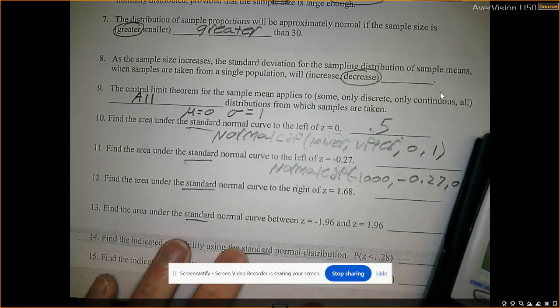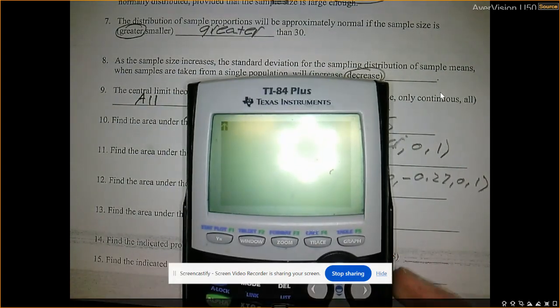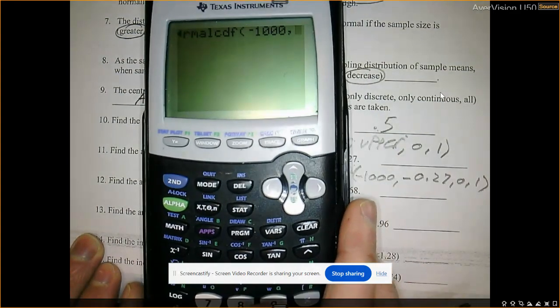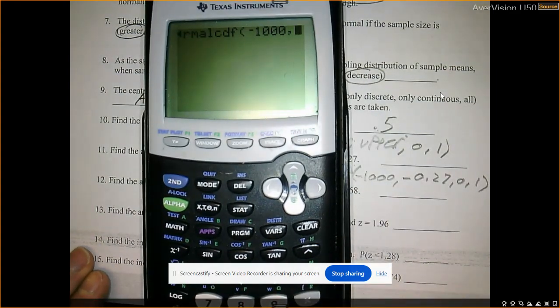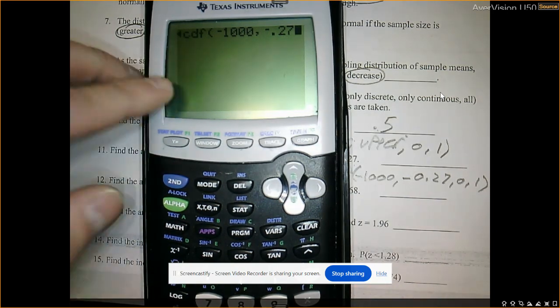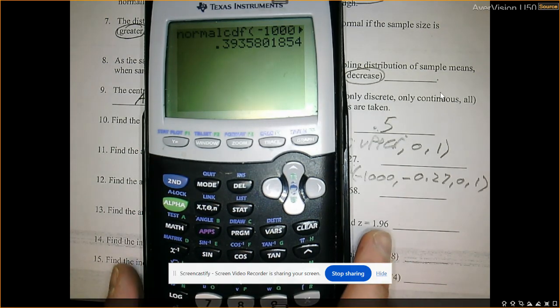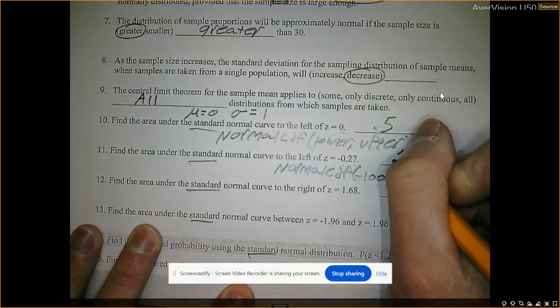And here's an example of the older calculator. You're going, oops, you can't see. Here we go. You're going second vars, normal CDF, and then lower bound negative 1,000. Okay, comma, which is right above the 7. There's a glare, you can hardly see. Maybe that's a little bit better. Comma, and then our upper bound is negative 0.27. I'm not going to put in the 0, 1 because I know this calculator defaults to having a mean of 0 and a standard deviation of 1. You should get 0.39. Oops, that's this one.